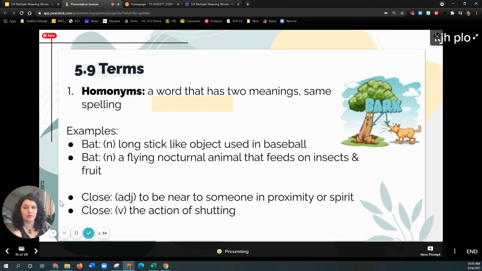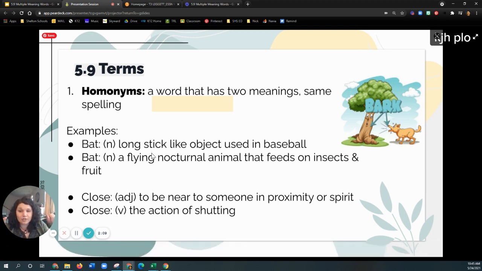Homonyms, a word that has 2 meanings, same spelling. It could have more than 2 meanings, I'll be honest with you. Bat actually has 1 more meaning. So bat, that could be the long stick object that you use in baseball. It could be that nocturnal flying animal that feeds on insects and fruit. Or if you are up to bat, then it is the action of taking a crack at the ball.